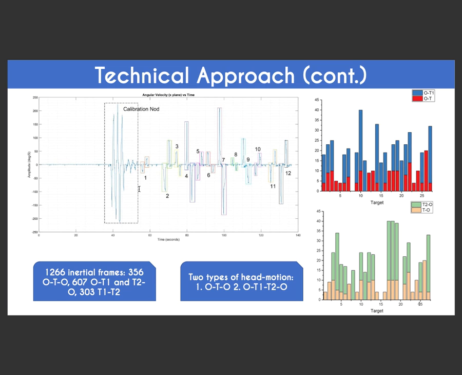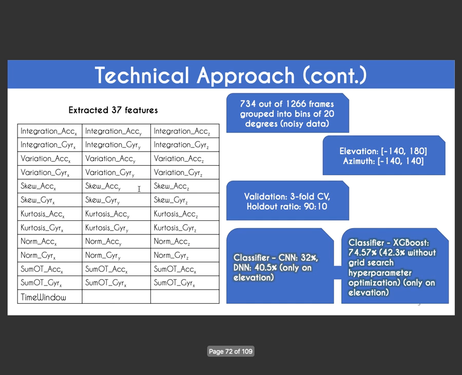In total, after cleaning, processing and slicing the dataset, we had 1,266 inertial frames. Out of these 1,266 inertial frames, we took 734 frames and decided to group them into bins of 20 degrees for two reasons. Firstly, the data was very noisy, and as my peers mentioned, the sampling rate varies very widely.